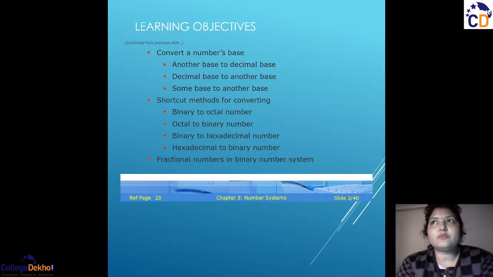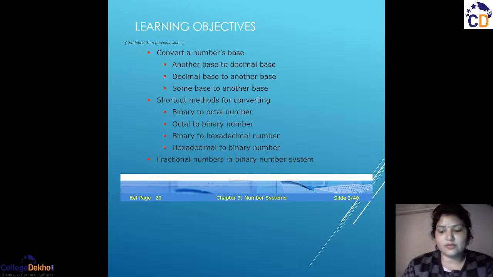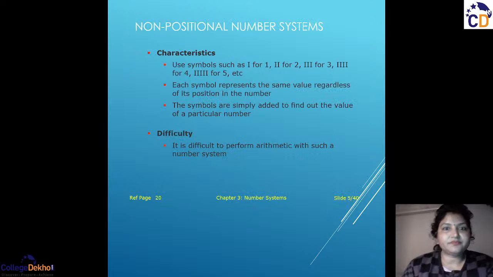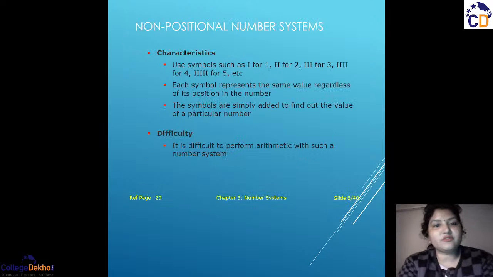Or we can use some shortcut methods. What are those for conversions? Binary to octal number, octal to binary number, then binary to hexadecimal number, and hexadecimal to binary number, right? Then we have some fraction numbers also in the binary system, but we will be discussing the decimal number system first of all. So let us start with the first part.